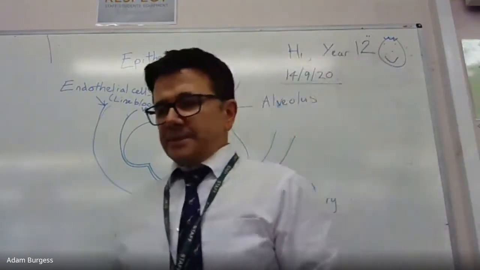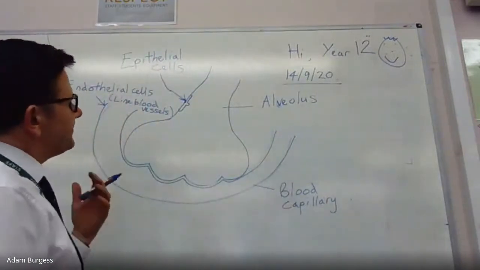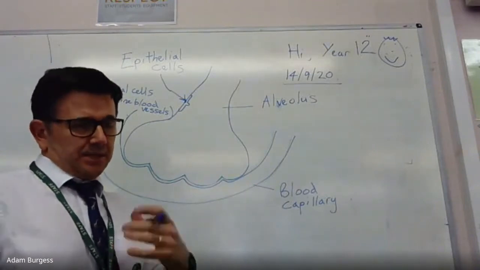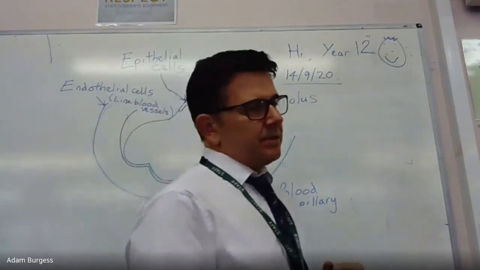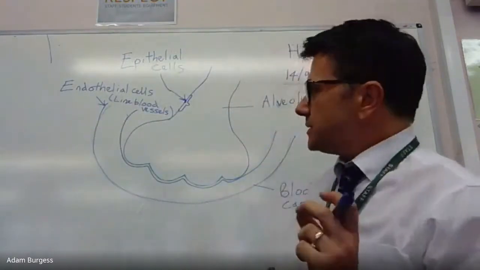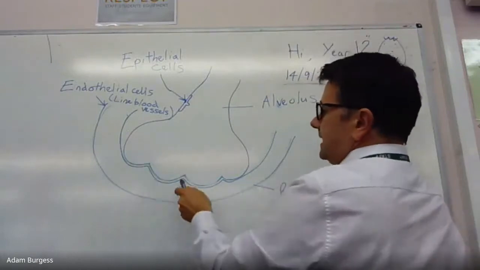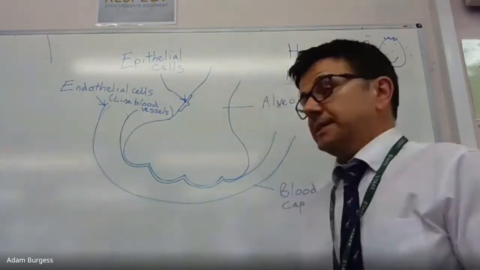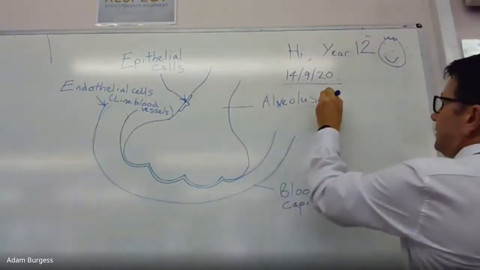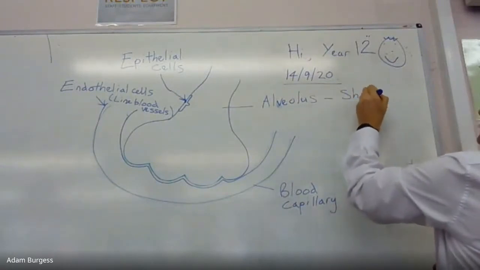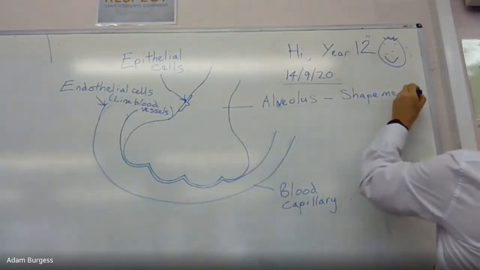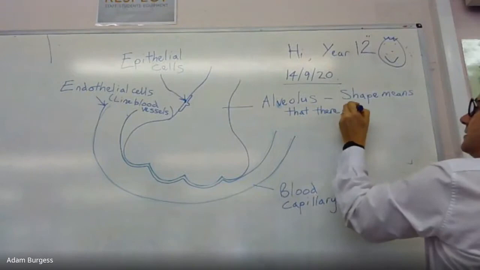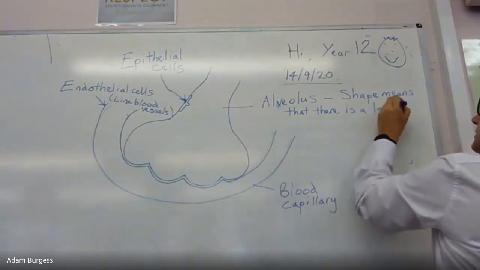Right, so what we need to understand is how adapted the alveolus is in terms of gas exchange, combined with the blood capillary. The first thing, if I remind you, is large surface area. Each alveolus has a large surface area. The shape of the alveoli just means that they have a large surface area. So you can put that there. The shape means that there is a large surface area.